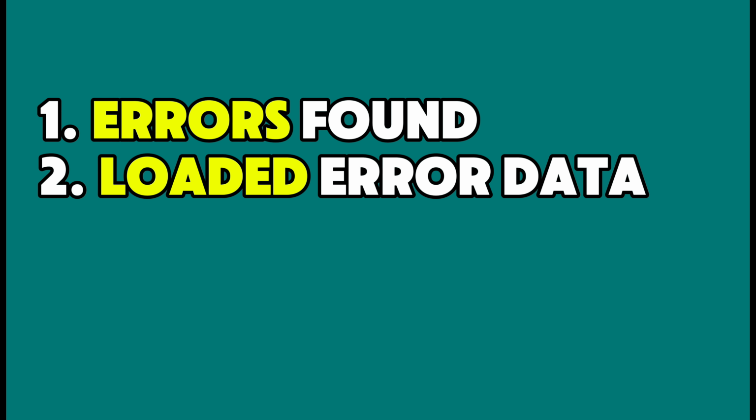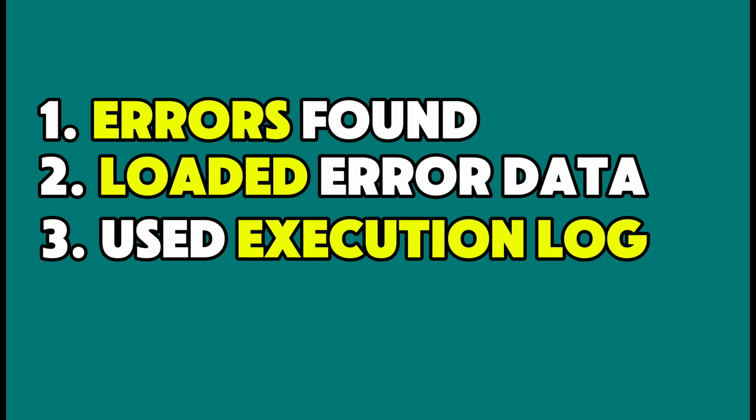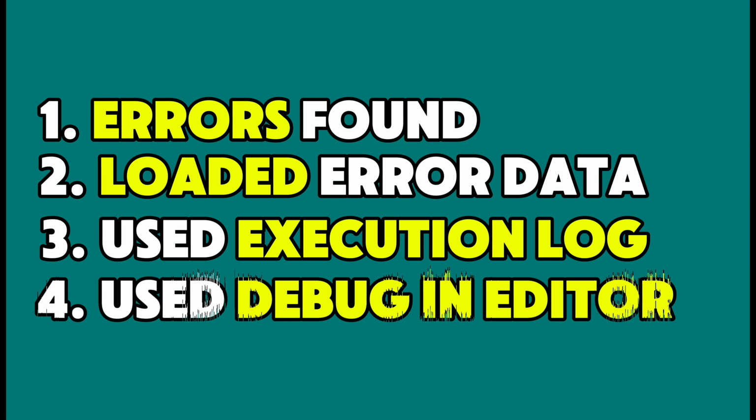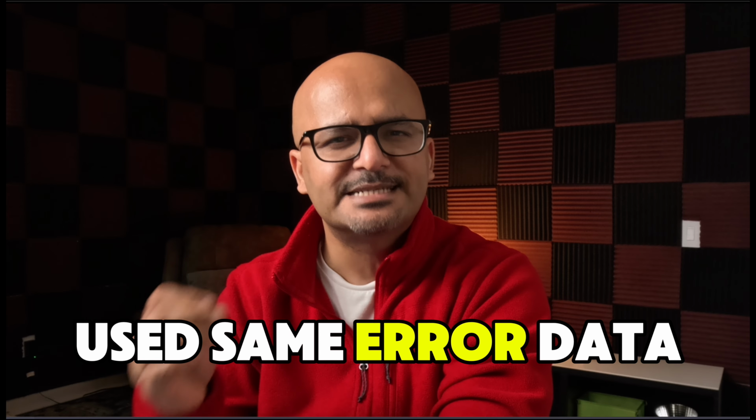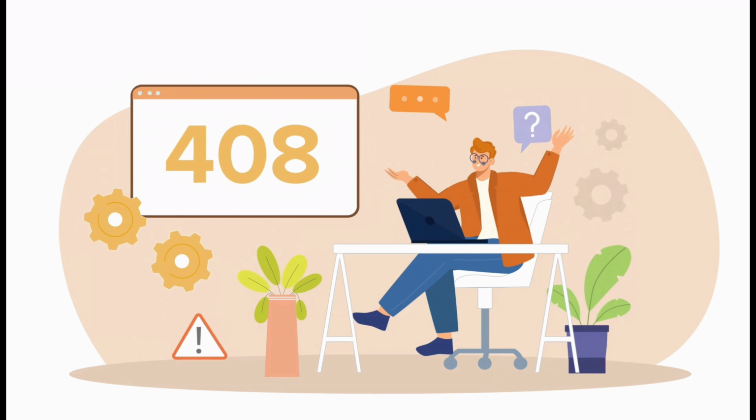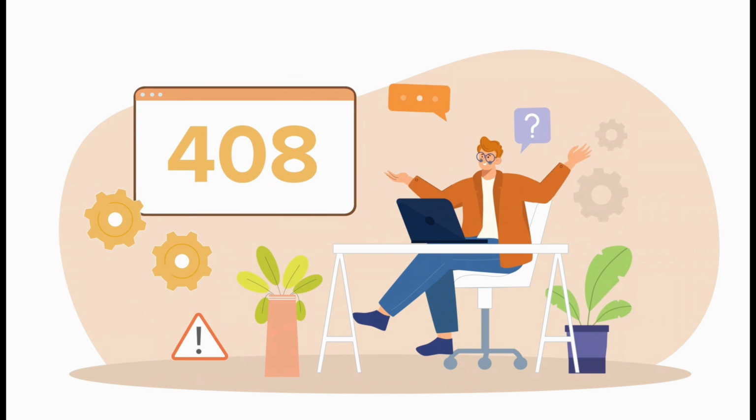So you saw that two errors came in. We were able to load the error data that was there in that simulated kind of prod execution that we had. We went to the execution log, we loaded the failed execution, and then we clicked on debug in editor, which allowed us to use the same erroneous data. So that was our first feature of n8n that you can leverage while troubleshooting or debugging errors in your automation workflows.